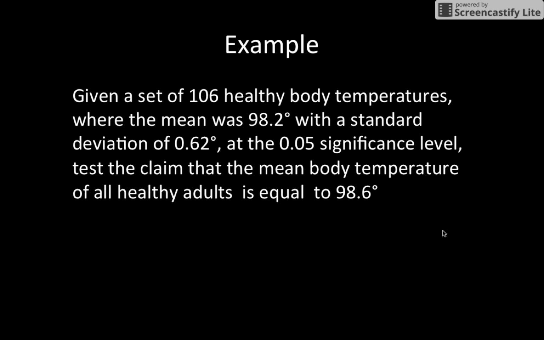For example, given a set of 106 healthy body temperatures where the mean was 98.2 degrees with a standard deviation of 0.62 degrees at the 0.05 significance level, test the claim that the mean body temperature of all healthy adults is equal to 98.6 degrees. So I'm going to continue to use this example throughout the video, breaking it down into different sections.